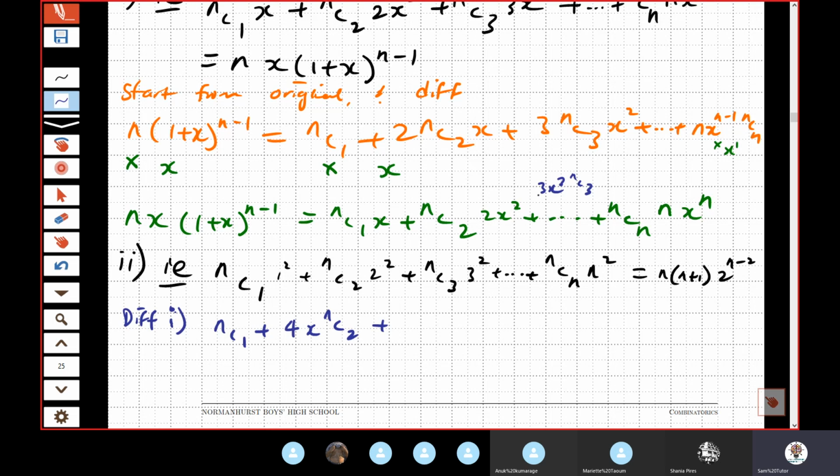So then differentiate this. 3 times 3 is 9, x squared, n choose 3, plus dot dot dot plus. Bring the 2 down. No, sorry, what am I doing? I'm doing this one up here. Bring the n down. n times n is n squared, and then x to the n minus 1, n choose n. Differentiating, this is it.